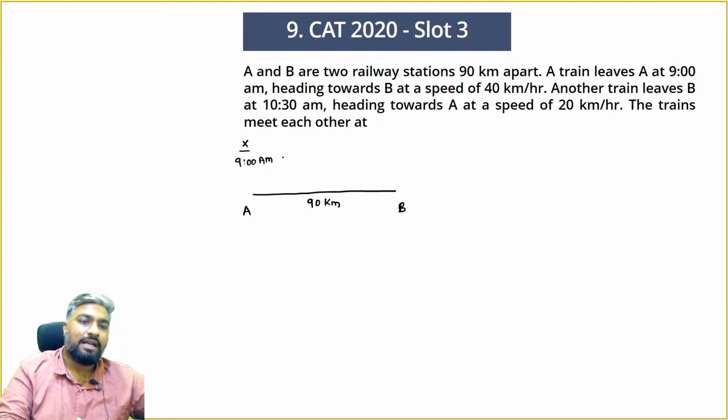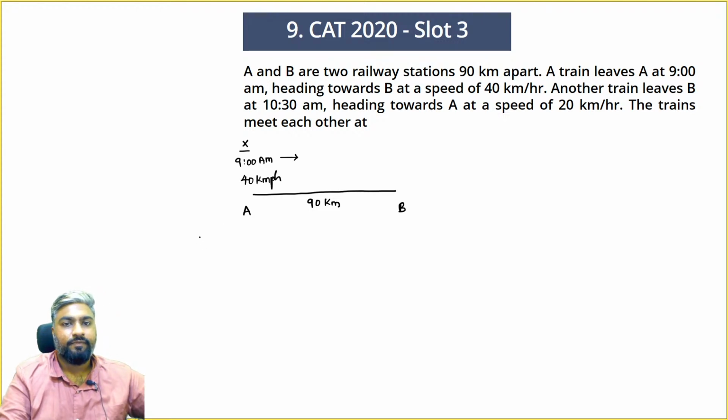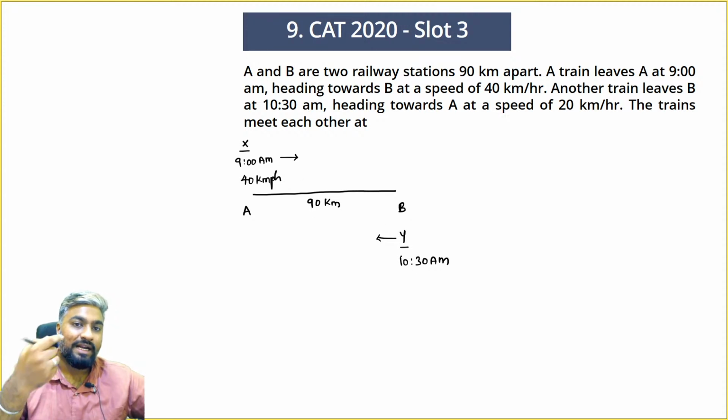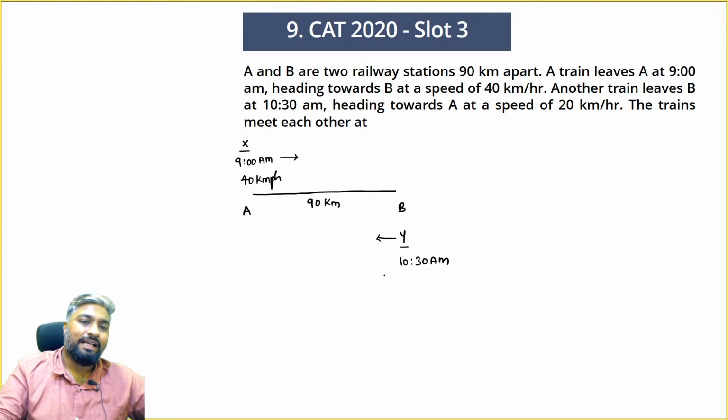Heading towards B at a speed of 40 kilometers per hour. This is X. Another train, let's call it Y, leaves B at 10:30 a.m. This is very important, the starting time: train Y leaves at 10:30 a.m., that is after 1.5 hours. Heading towards A at a speed of 20 kilometers per hour.